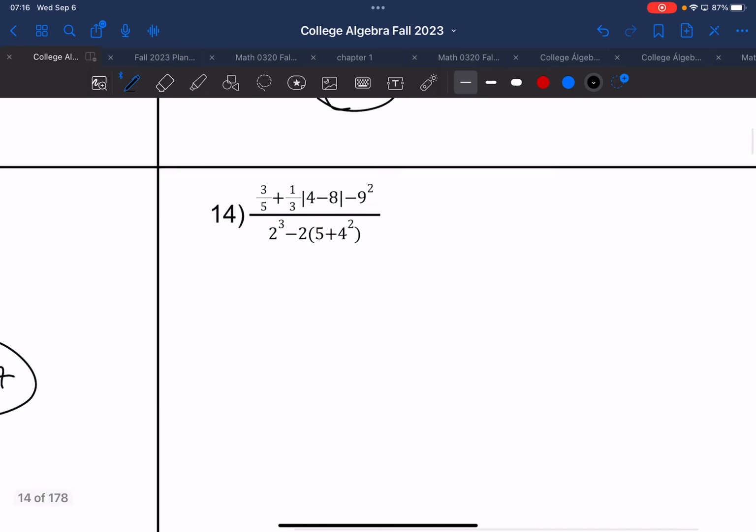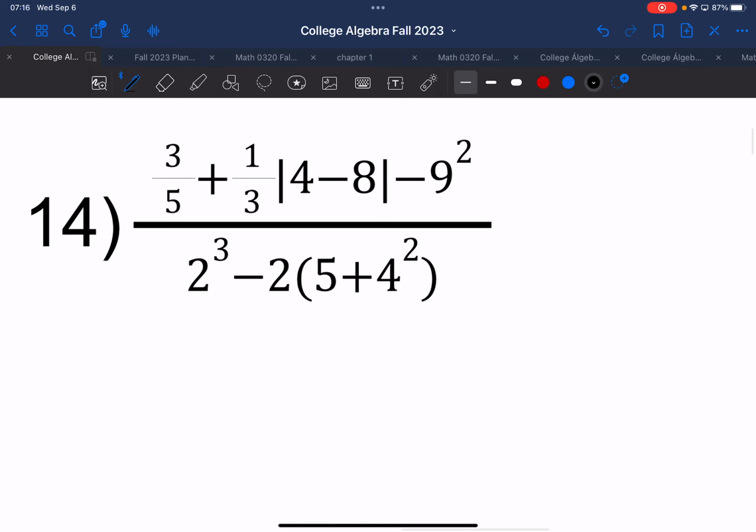Okay, lastly for number 14, again we have a numerator and a denominator, so we're going to treat them each separately in the beginning and then combine our answers at the end. One thing that we have in this problem that we haven't had in the other problems is this. What is this called? Those bars. Starts with A, yep. Absolute value bars. What do absolute value bars do?